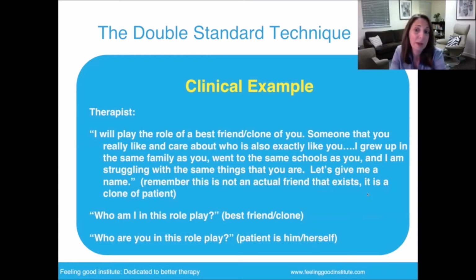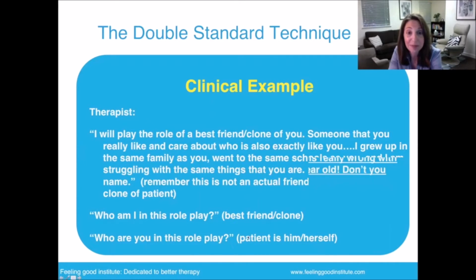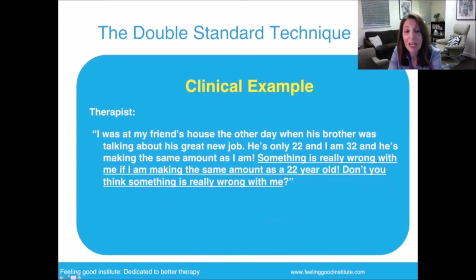So let's give me a name. Maybe he says, your name is Joe. And I say, okay, great. So then who am I in this role play? And my patient should say, you're the best friend clone of mine. Your name is Joe. And I say, great. And who are you in this role play? And then the patient may say, or should say, I am myself, right? Okay.